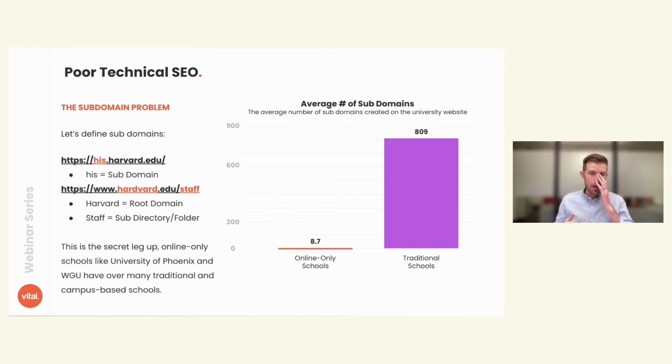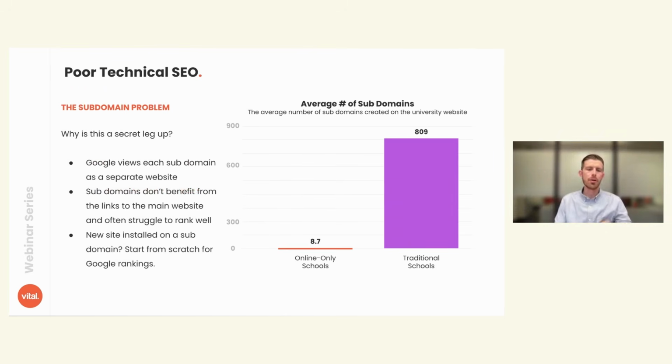What I'm here to say is that a lot of these online-only schools have figured out there is a secret SEO leg up to not having all these subdomains. And the reason that it's a huge leg up from an SEO perspective is that Google views each subdomain as its own separate website. And so the subdomain gets zero benefit from the root domain. And the benefit being authority and links, right?